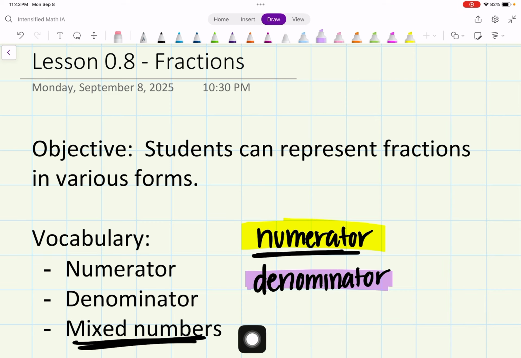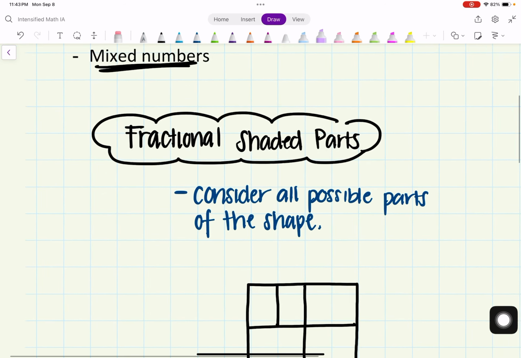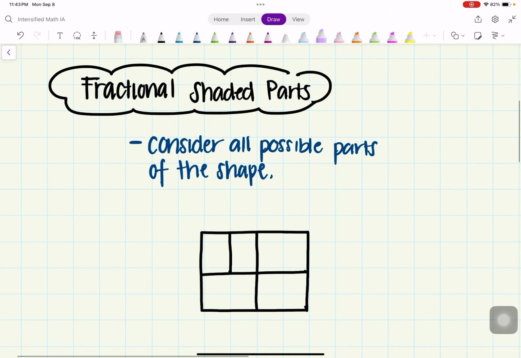When it comes to mixed numbers, what that means is that you are going to be working with a number that's a combination of a whole number and a fraction. So let's go ahead and start off with fractional shaded parts.